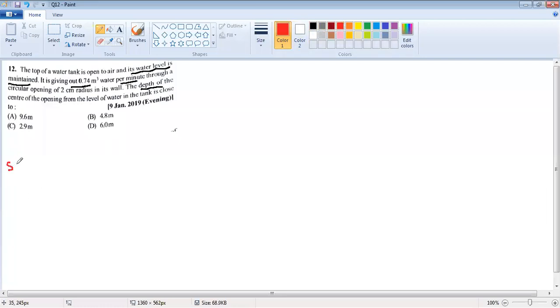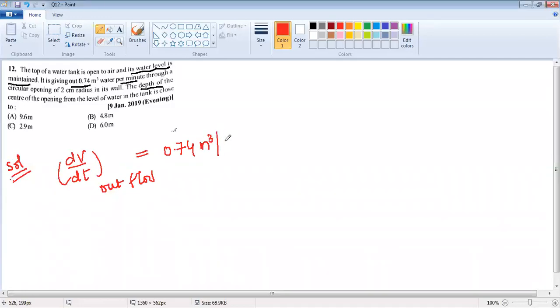It's a similar type of question to the earlier one. Giving out 0.74 cubic meter water per minute, that is the water flow, that's dV by dt. Giving out means it goes outside. Outflow is equal to 0.74 meter cube per minute.